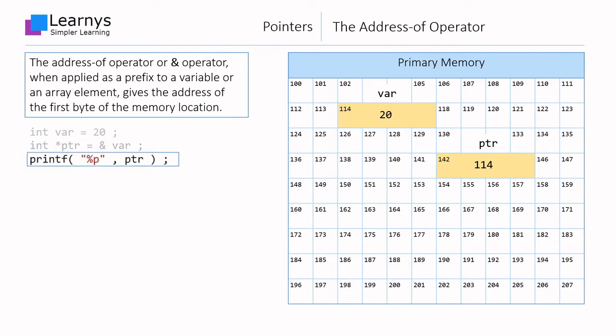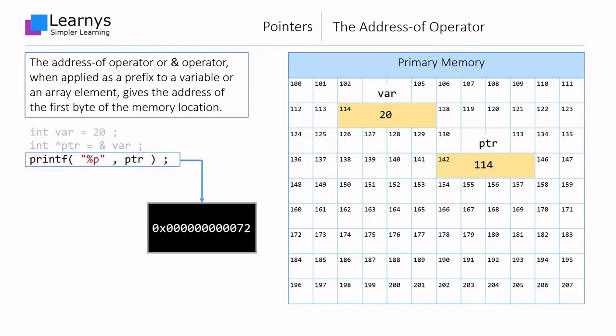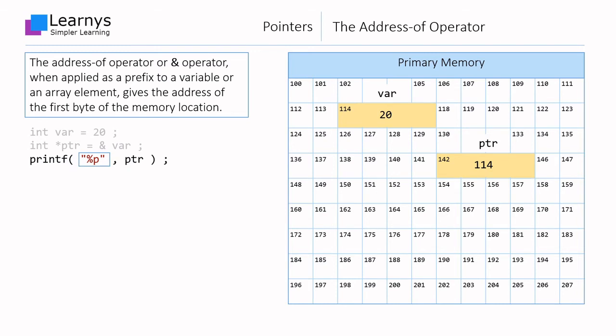This statement prints the value held by ptr. As per the example, ptr is holding the address of the first byte allocated to var, which is 114. You will see the hexadecimal representation of 114 getting printed. It should be noted that 114 is just a hypothetical value chosen for illustration. The actual addresses are long integer values. It should be noted that the format specifier for printing a pointer type variable is %p, similar to the case with arrays.